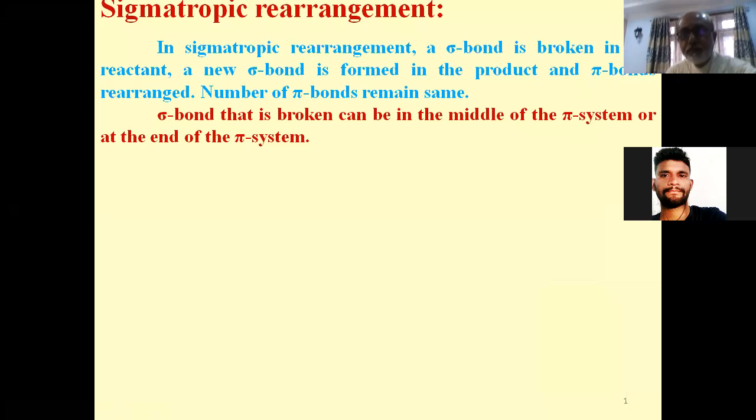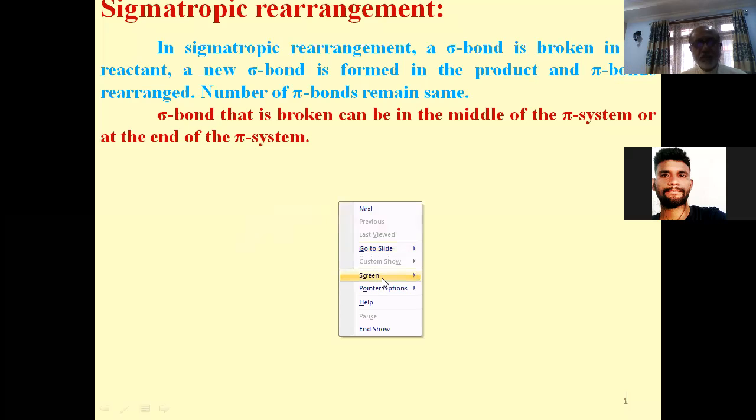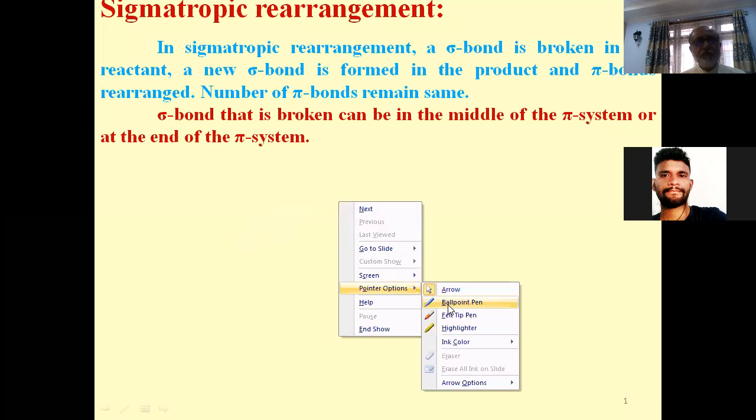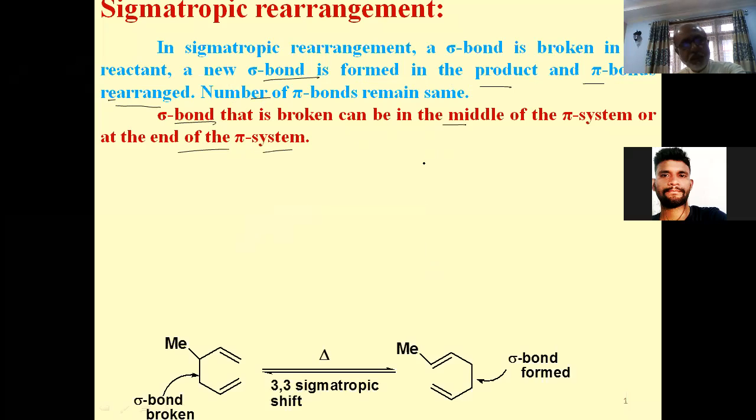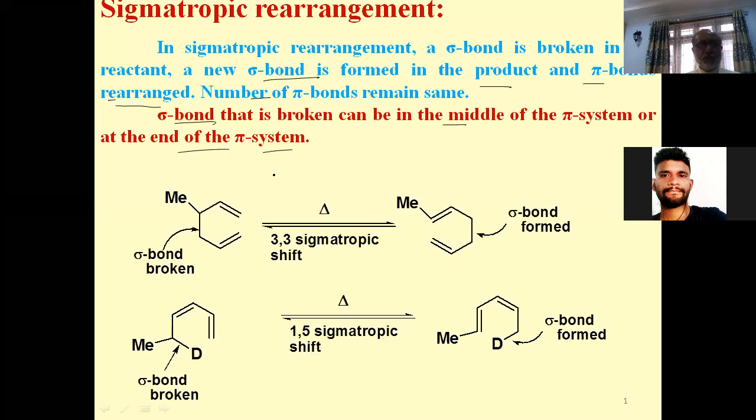Here, what happens? A sigma bond is broken in the reactant, and a new sigma bond is formed in the product, and the pi bond is rearranged. That means the number of pi bonds remains the same. The sigma bond that is broken can be in the middle or at the end of the pi system. The typical example that we have taken, I am repeating the same example.